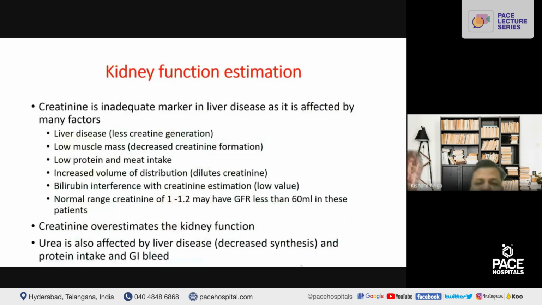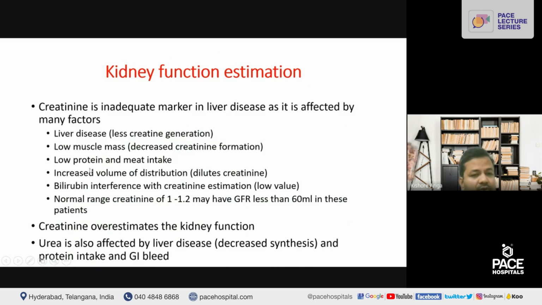Coming to kidney function estimation in patients with cirrhosis. This is an important slide. Creatinine is normally used everywhere to measure the kidney function, but it is a grossly inadequate marker in patients with liver disease because it can be affected by many factors. First and the most important is the liver disease. Normally, creatinine is produced in the liver and then it is taken up by muscle. In muscle, the creatinine is formed, which is secreted into the blood. If there is liver disease, there is less creatinine generation, and in patients with cirrhosis there is muscle wasting, so there is less creatinine generation.